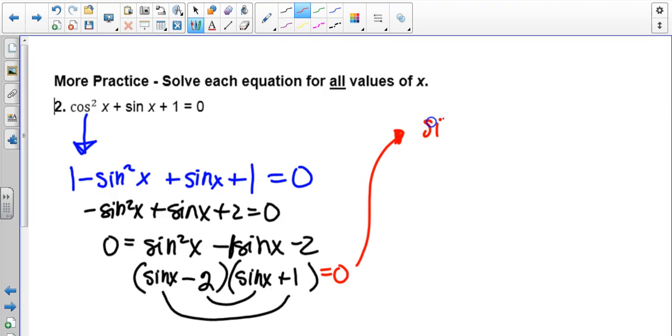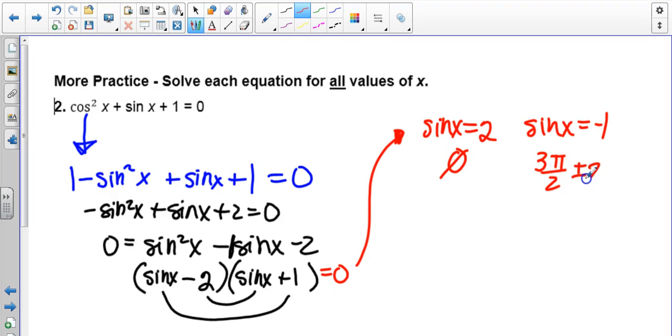If you set sine x minus 2 equal to 0, you will have the sine of x equals 2. Sine x plus 1 equals 0 would mean the sine of x equals negative 1. Now what? Doesn't ever happen. Where is the sine negative 1? Anywhere else? So what else?